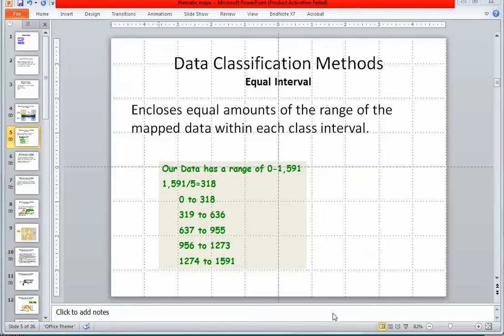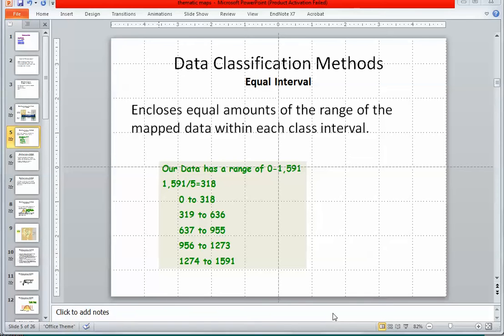Okay, we're going to deal with our first classification method, and that is the equal interval classification. Oftentimes we use this as a naive approach, and what I mean by naive is not that you're naive in doing it, but that it's an approach that people can understand without having much understanding of mathematics or of the data itself. So again, in this case, each classification interval encloses an equal amount of the range of the data.